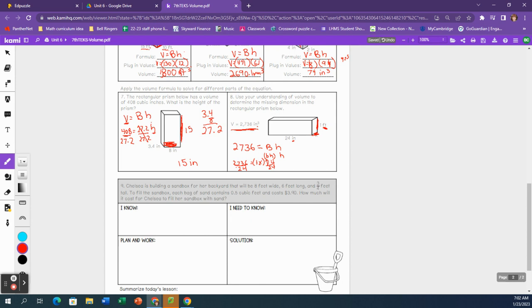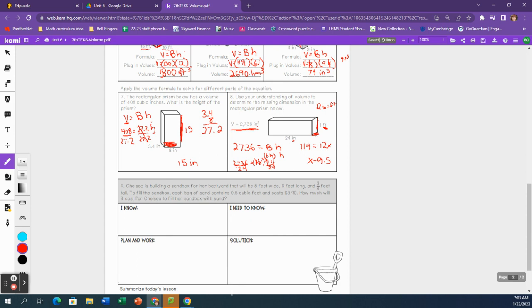You can use your formula chart, and it'll tell you 12 inches equals a foot. So this should have been 12. There we go. So 12x. So let's divide by 24, and we get 114 equals 12x. And then we take that divided by 12, and we get 9.5. So our x equals 9.5. That was a tricky one.